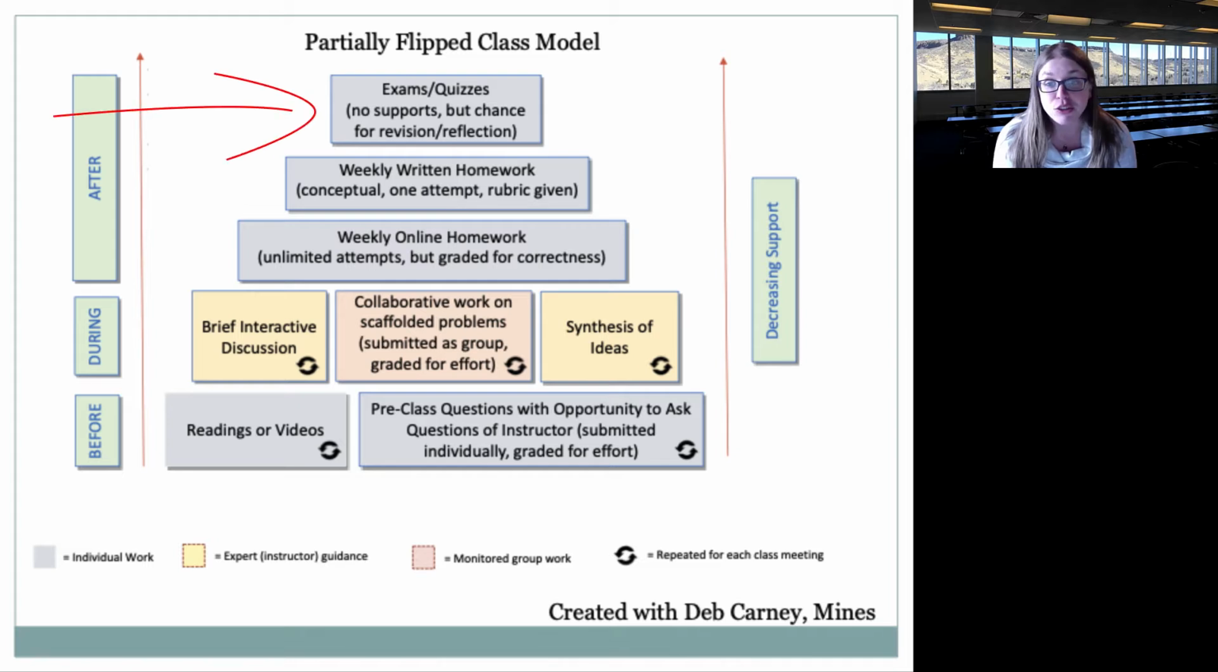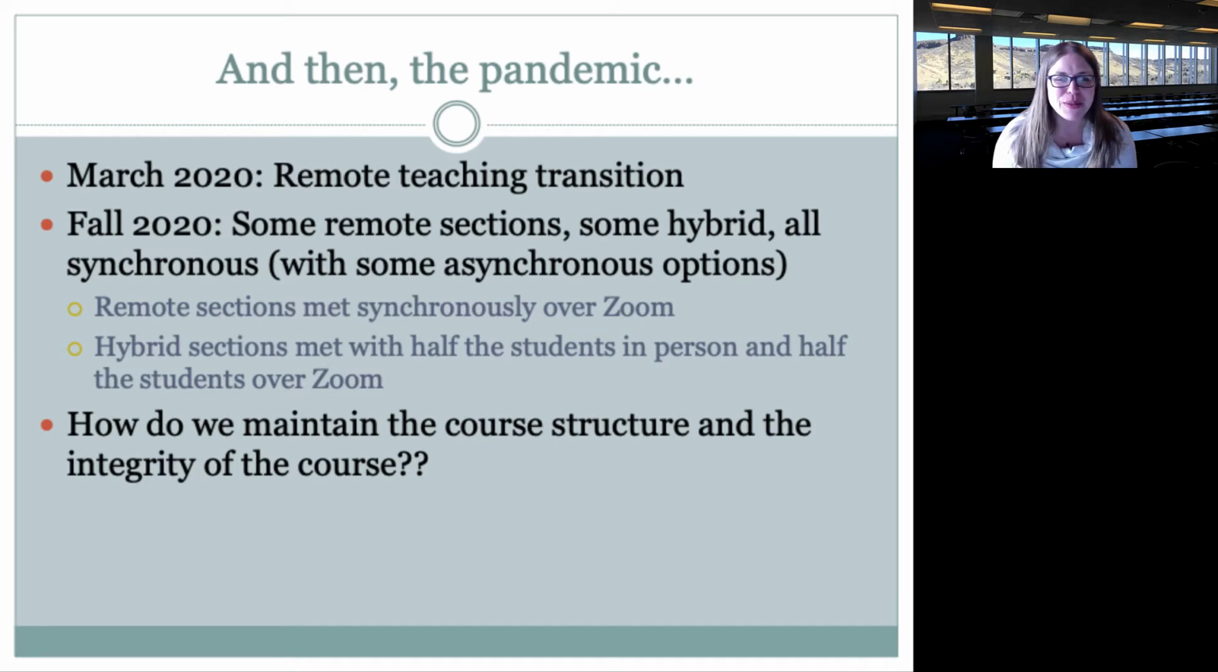For exams, they traditionally have no major supports. But then the pandemic hit. In March 2020, we all completed our semesters remotely. In the fall semester, we still had a couple of remote sections that met synchronously, and I was teaching those. The remaining ones were hybrid, where half the students came to class in person, and the other half attended remotely, and they would switch off every other day. The big question facing us, and I'm sure many of you, was how do we maintain the course structure and, more importantly, the integrity of the course?